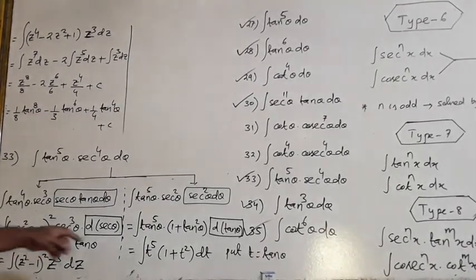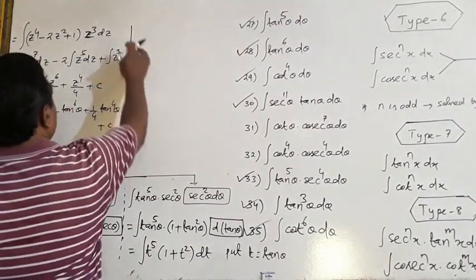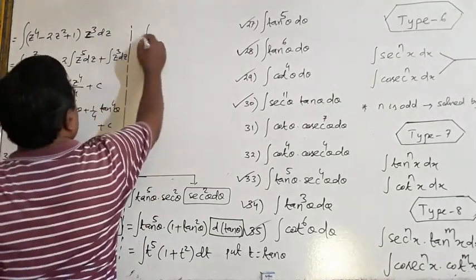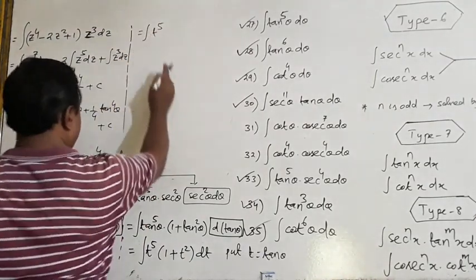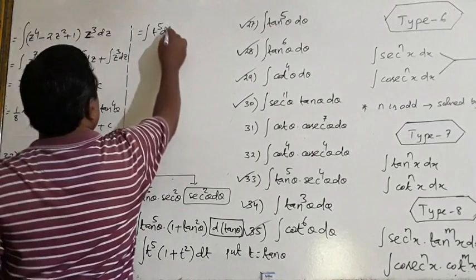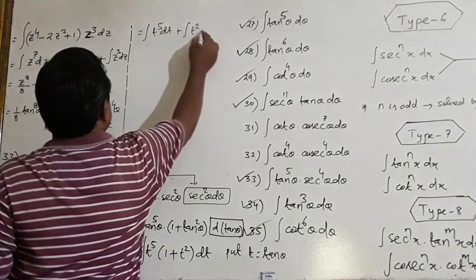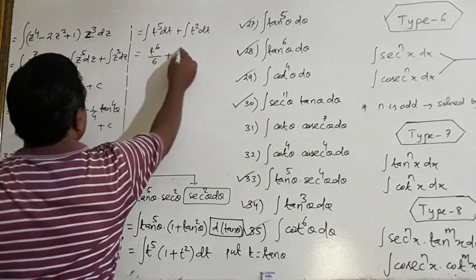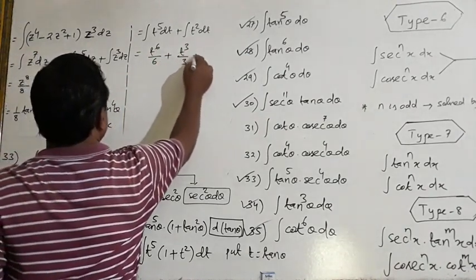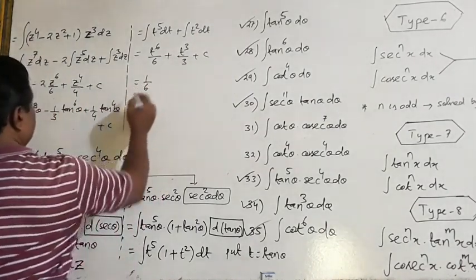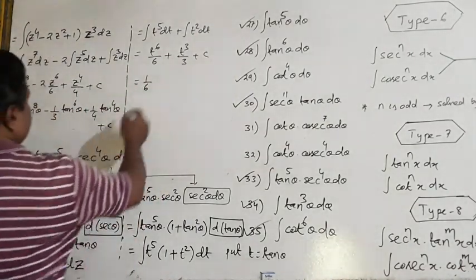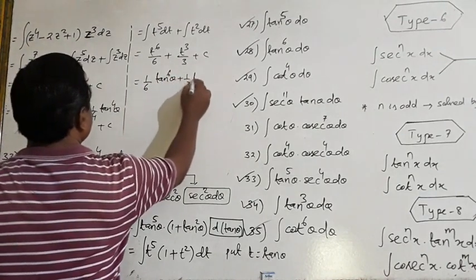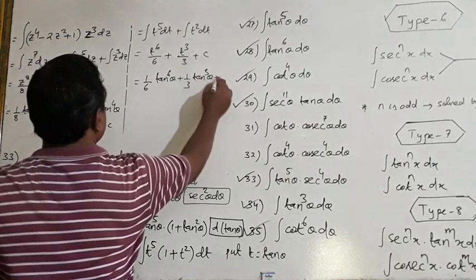Next, what is for this part? What I am doing here? It is integration of tan 5 dt plus tan square dt, and its answer is what? It is t6 by 6 plus t3 by 3 plus c, and here you can put t as per tan theta. So it is tan 6 theta by 6 plus 1 by 3 tan cube theta plus c.